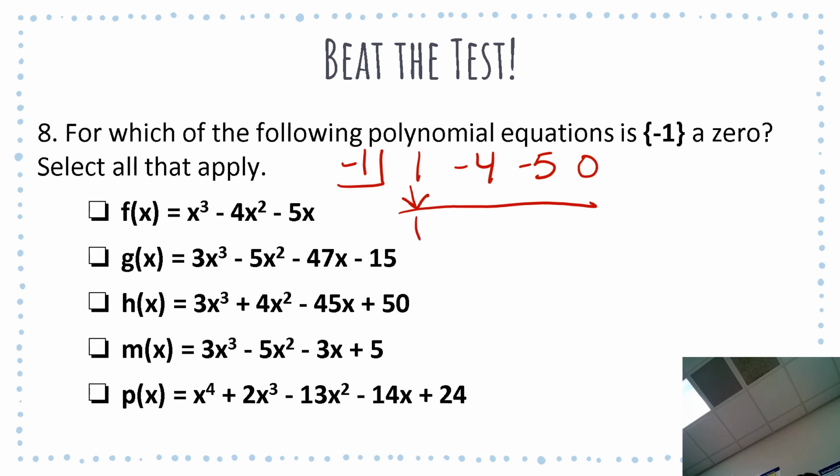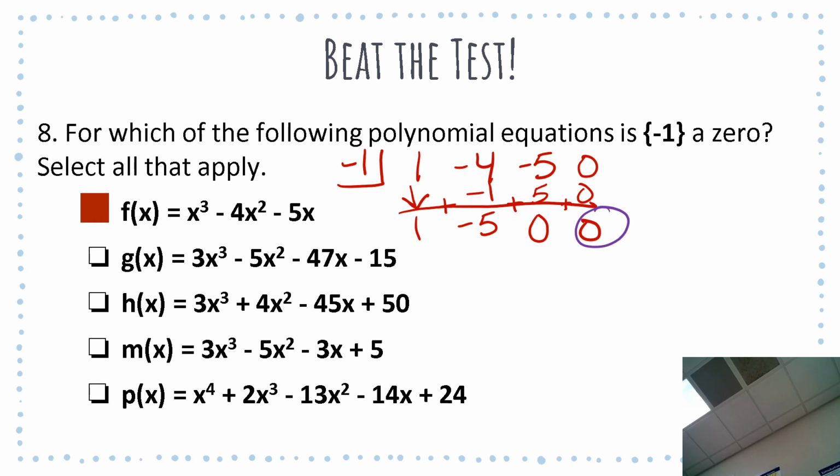Bring down your 1. 1 times -1 is -1. Add, we get -5. -5 times -1 is 5. Add, we get 0. 0 times -1 is 0. Add, we get 0. So does that first one work? Yeah, we didn't get a remainder. So that first one, -1 would be a 0 of that first polynomial.